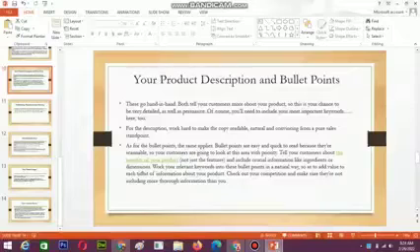So first of all, now we will move on to the 10th slide. That is your product description and bullet points. Okay, so you all know that title, bullet points, images, these are very important things. Here we are dealing with product description and bullet points. You can read over here that these go hand in hand. Both tell your customers more about your product.